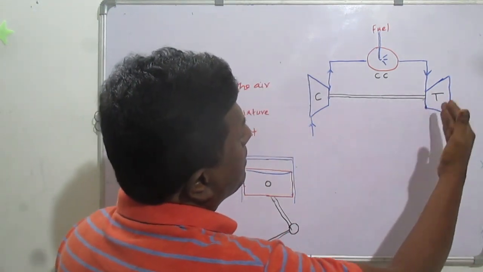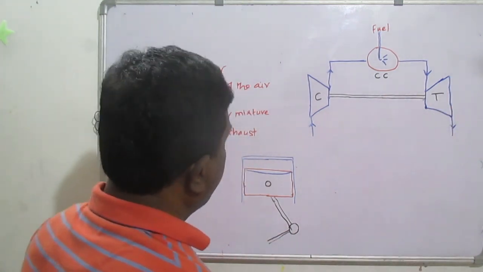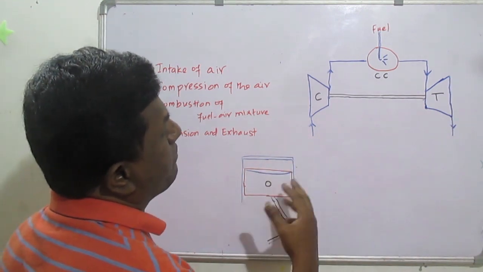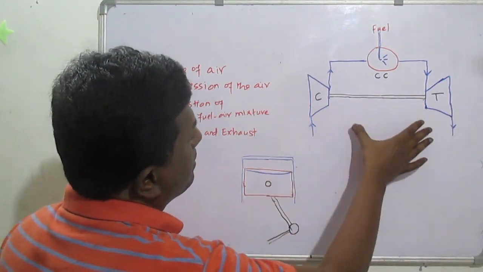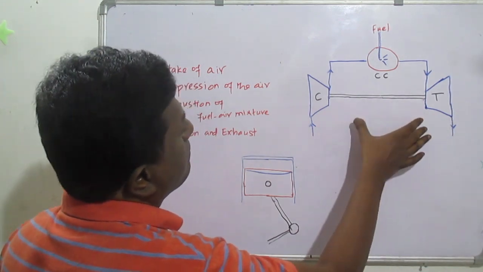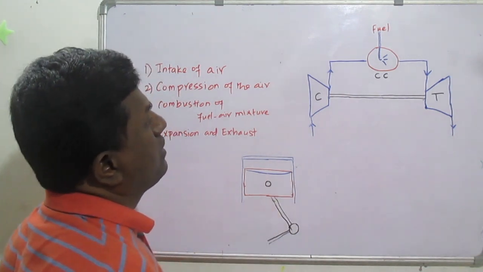and also the expansion in the turbine can go up to atmospheric condition, whereas here that is not possible. That is one thing we have to note down. Because of these reasons, the power produced by this engine is very high compared with the power produced by the IC engine.